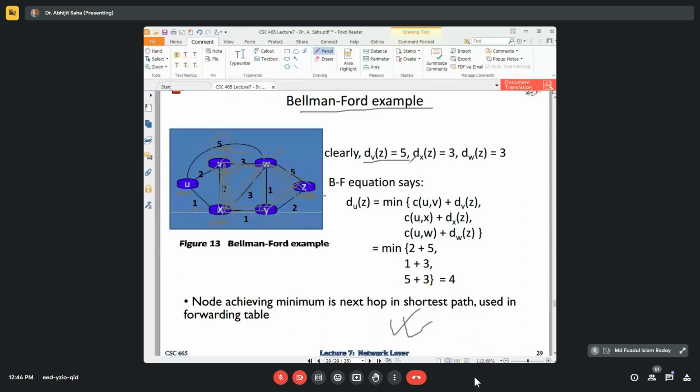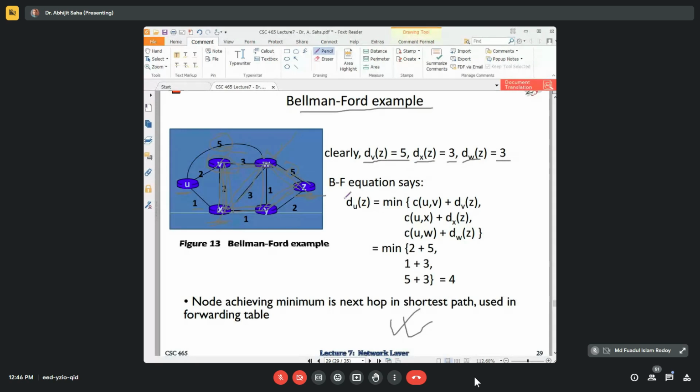So that means Dx to z is 3. We are considering the least cost one, right? Now the last direct node was W. From W you can check W to Z, it is 5 cost. W, Y, Z, that is 3. So 3 is the least cost path for DW to Z.